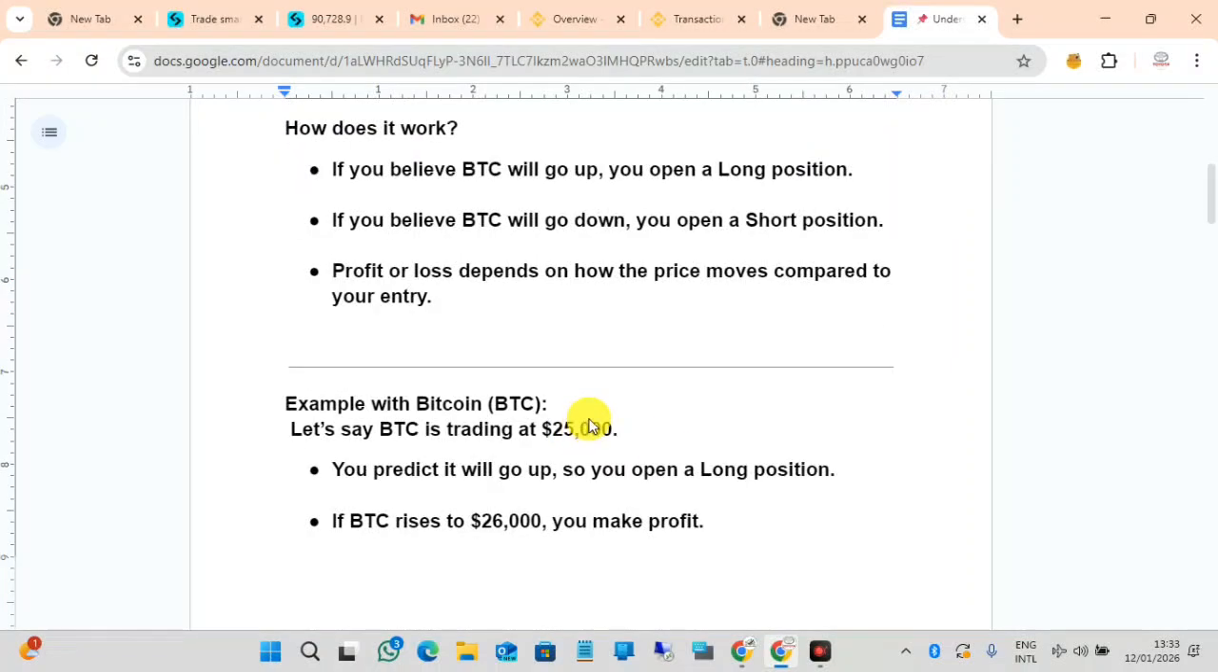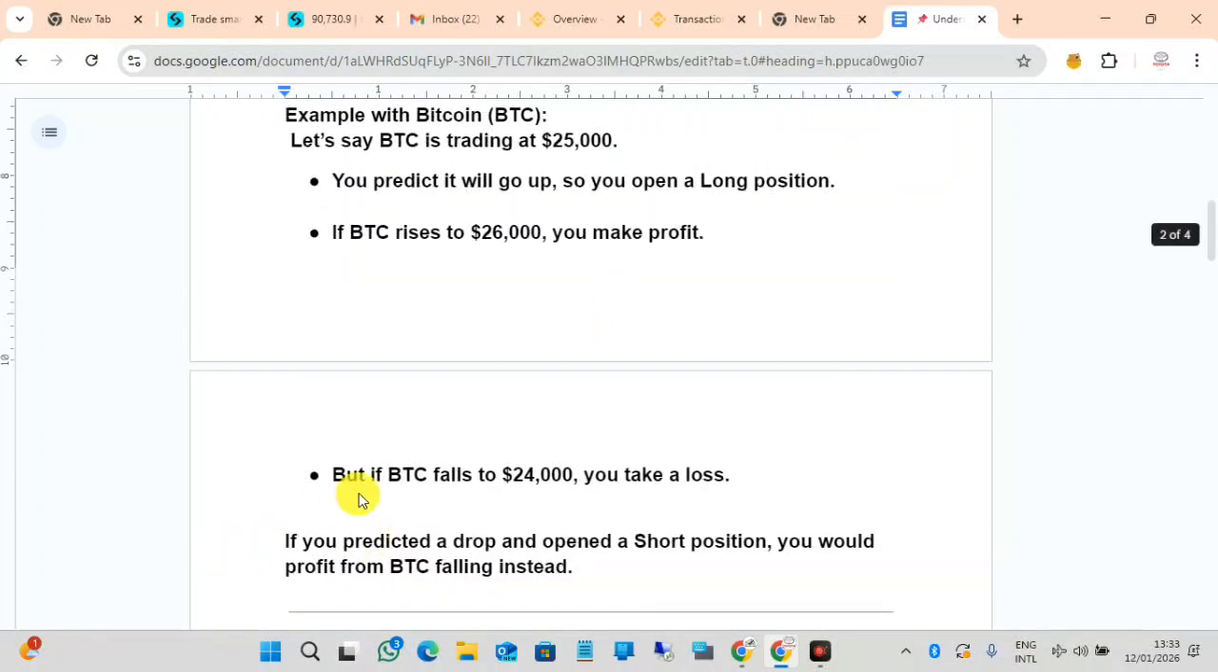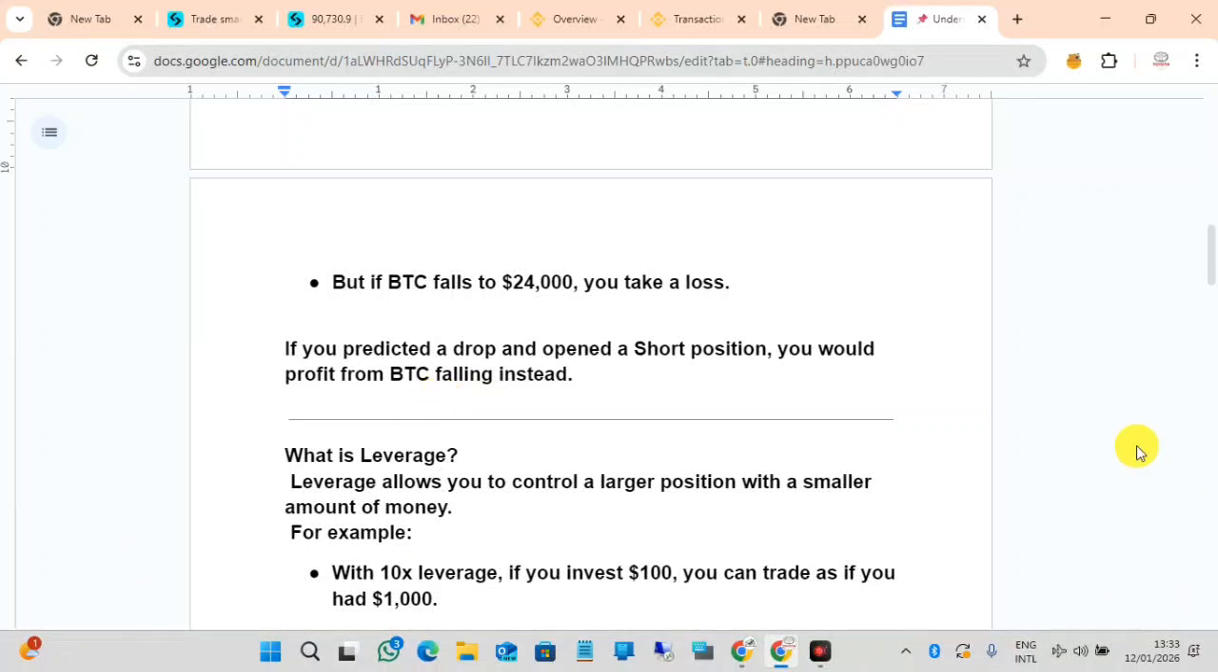Example, let's say BTC is trading at $25,000 right now as I'm talking to you. You predict it will go up, so you open a long position. Now if BTC rises to 26,000, you make a profit. Simple. Now say BTC is trading at 25,000 and after your technical analysis you predict it will go down: when BTC goes to 24,000, you are in profit already. But if BTC rises instead, you take a loss.